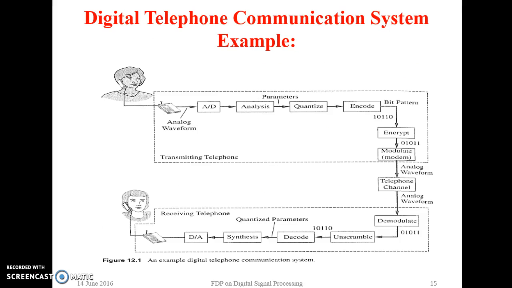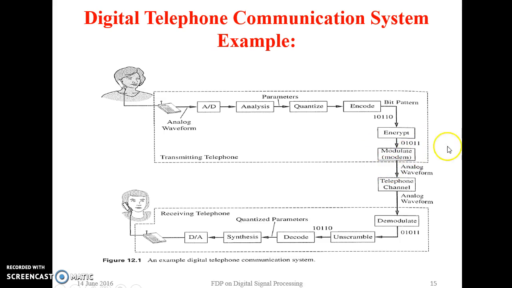So next, this is the block diagram of our digital telephone communication system. Initially, we will be giving our voice signal as an analog signal to the ADC block. This ADC block will be undergoing the analysis process. After the analysis process, it will be going to the quantization process. The output of the quantization will be encoded, and those encoded bit patterns will be given as encrypted messages, and at last we will be undergoing some modulation technique.